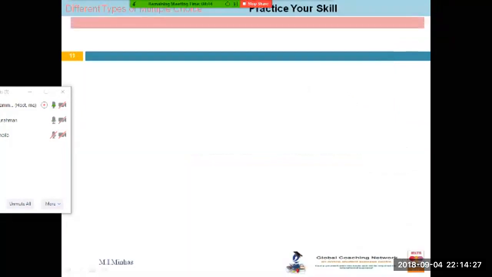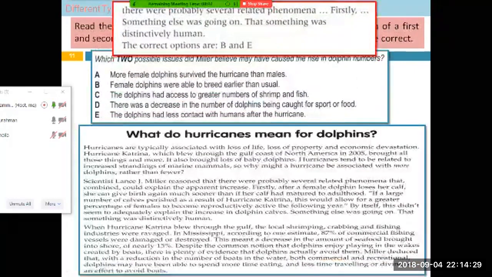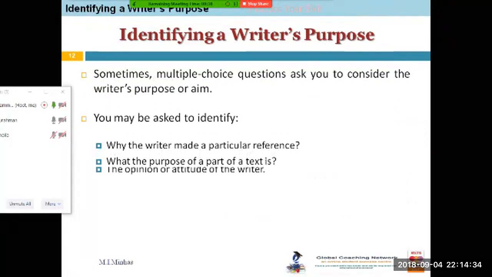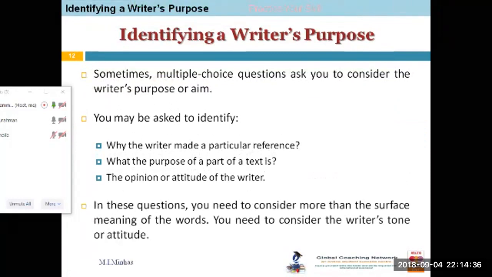Okay, now, this is the same exercise, B and D. Identifying a writer's purpose. Sometimes multiple choice questions ask you to consider the writer's purpose or aim. If you remember, I showed you one question some time back, in which the question asks what did the writer mean by so and so word in line 59?